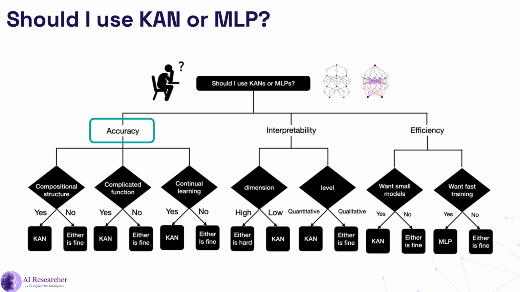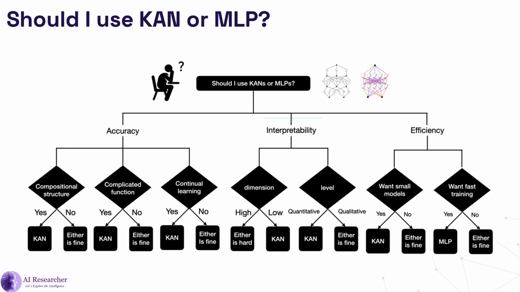The second key part is interpretability. In that, first is the dimension. So if dealing with high dimensional data, KAN is recommended. And then next is the level. For tasks where interpretability is a priority, go for KAN.